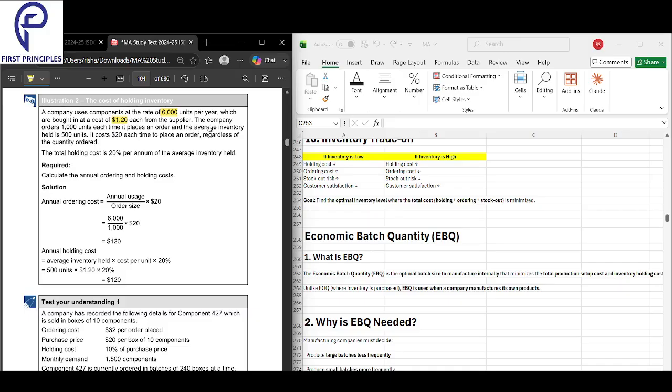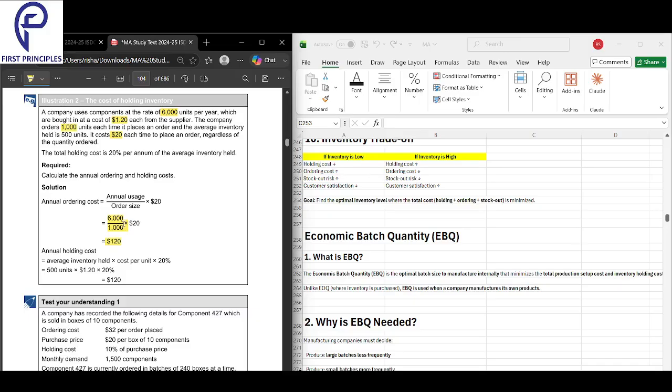But here they are not asking for TAC, the total annual cost. They are just asking for ordering and holding cost. The company orders 1,000 each time. In one year you need 6,000, so you place 6 orders in a year, and the cost of each order is 20 rupees or $20. So 120 is your ordering cost. Annual demand is 6,000, and each time you place an order of 1,000.